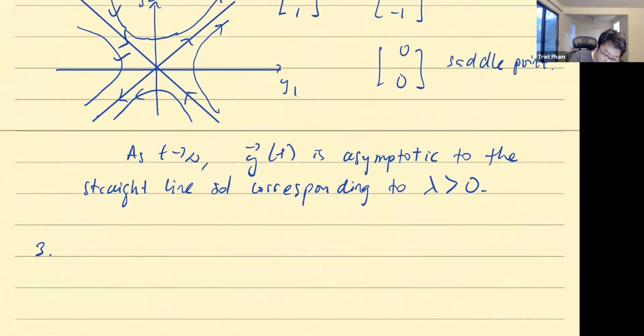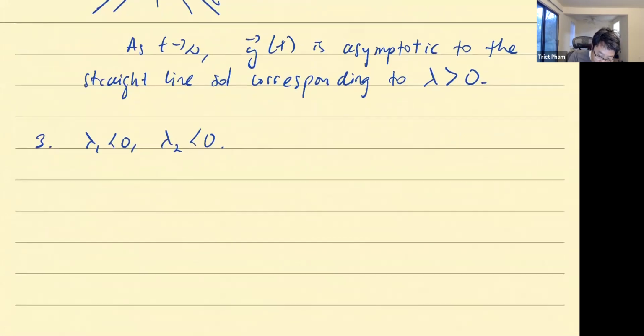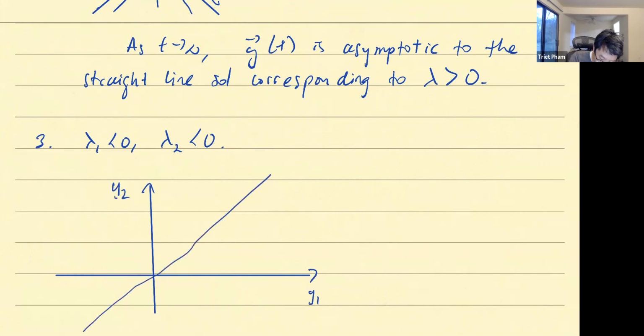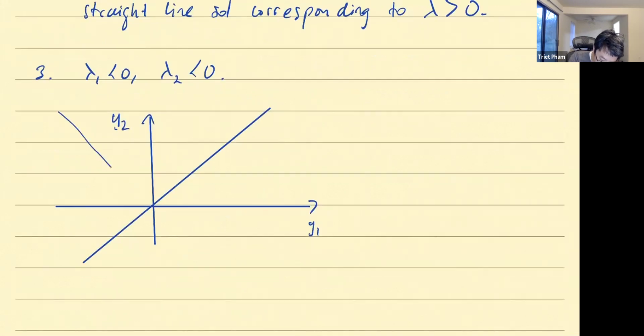So the last one is when both of them are negative. First of all, along each of these directions, you get pulled in, because both of them are negative.